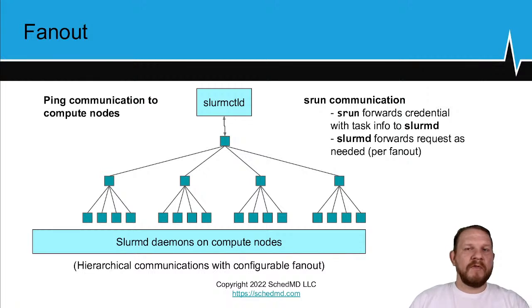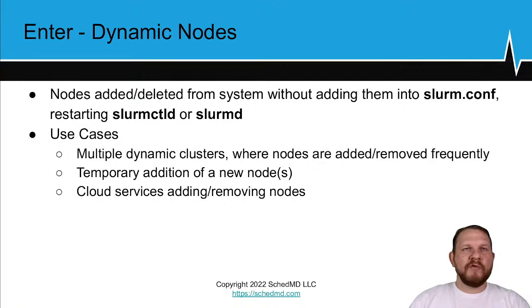And so that's fanout, and for the method that we have for adding nodes, fanout is one of the reasons why it's done the way it's done. However, that method of adding nodes doesn't always work for every single use case that's out there. And so we've added a new capability in Slurm 22.05 called dynamic nodes. What dynamic nodes allows you to do is add and delete nodes from the system without adding them into the slurm.conf file, or restarting the Slurm controller or the Slurmd.